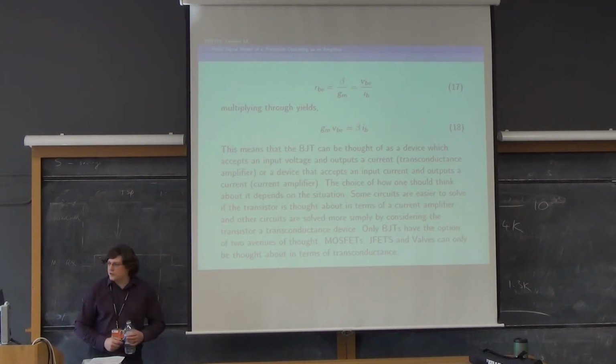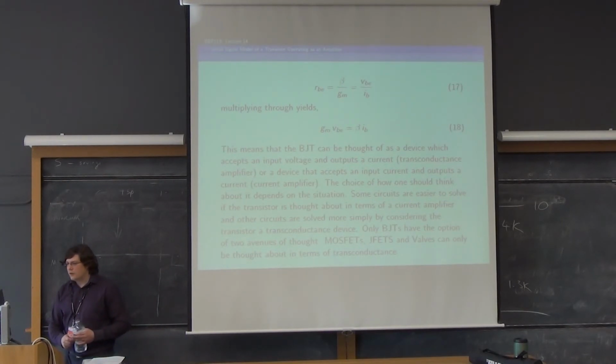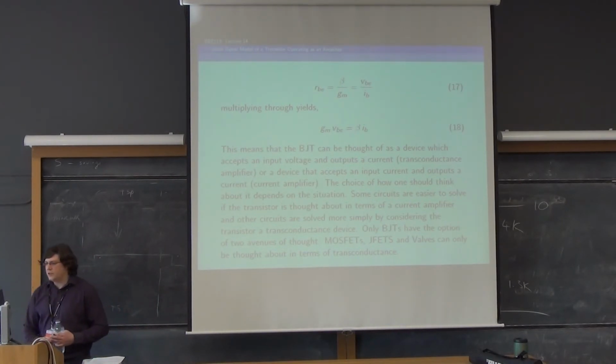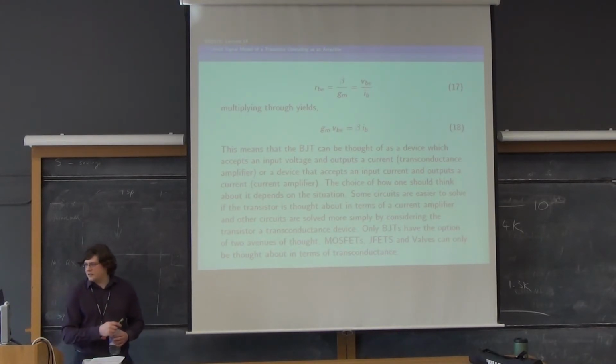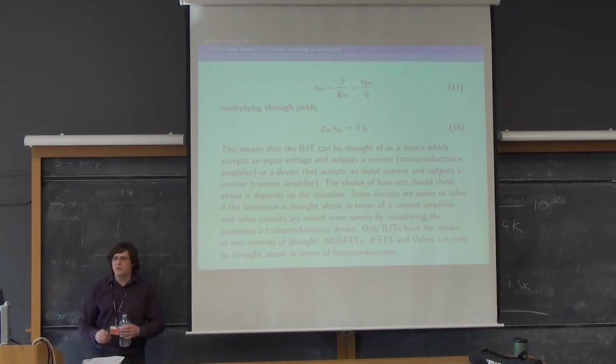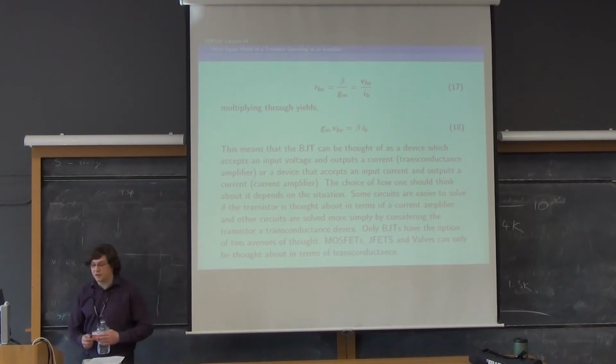And if we multiply through the equation, we'll get gm vbe is equal to beta times ib. And this is the equation that lots of people like to talk about when they say you can think about a bipolar transistor as a current amplifier or a voltage amplifier. Transconductance amplifier, sorry.